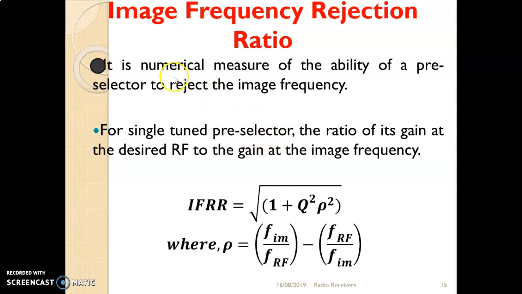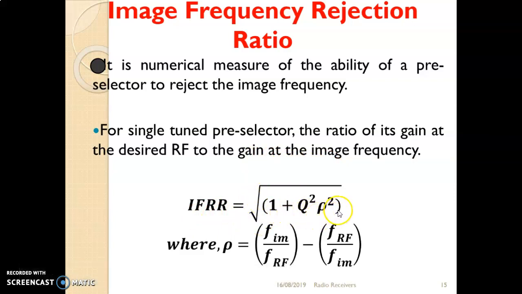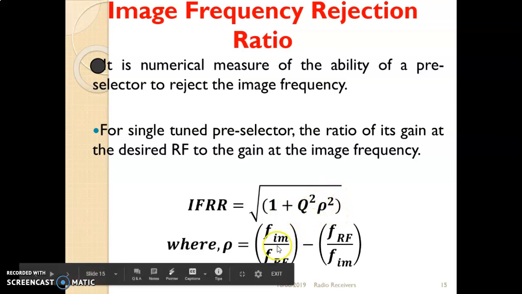So what is the definition of IFRR? It is the numerical measure of the ability of a pre-selector to reject the image frequency, and for a single tuned pre-selector, it is the ratio of its gain at the desired RF to the gain at the image frequency. So IFRR is equal to the square root of 1 plus Q squared into rho squared, where rho is calculated using this formula and Q is the quality factor of the pre-selector.